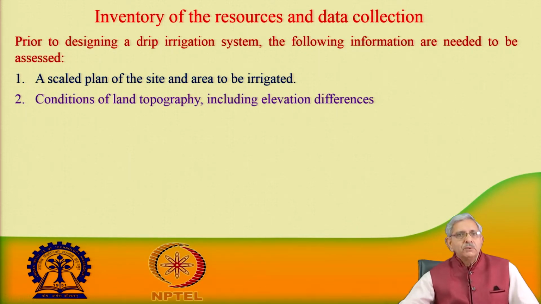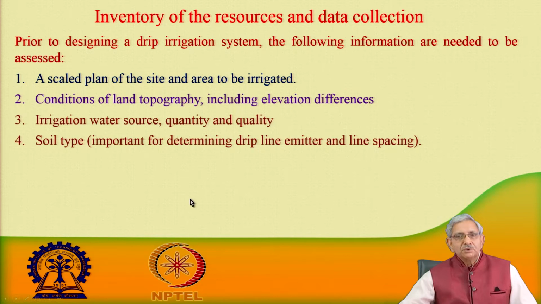Now, going into a little detail about the inventory of the resources and data collection, we need to have a scaled plan of the site, that is, a map of the place, the location map where the crop is to be irrigated. So, what is the area, what is the topography and elevation, and what is the highest elevation in the field, because that will be needed while we are finding out the head requirement.